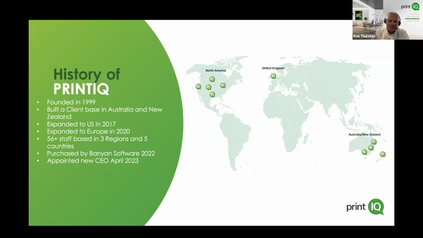when COVID hit, when everyone wanted to work from home. So we couldn't build systems fast enough at that point. Within printIQ, we've got 56, I think that's actually raised now, staff based in 3 regions across 5 countries. In 2022, Anthony sold the business to Banyan, which is an American software company. And we were appointed a new CEO in 2023, John Alden, who is very much touching every part of the business at the moment.